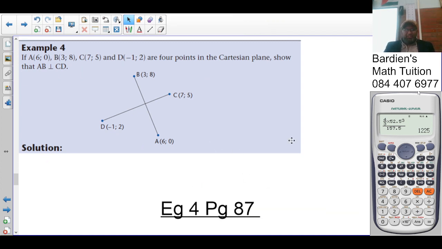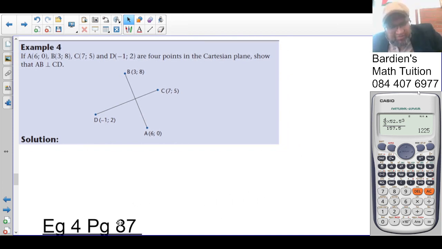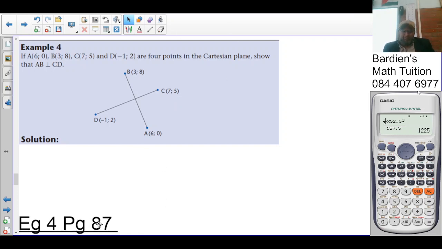Okay, so here we are told in example 4 that if A, which is (6, 0), B, which is (3, 8), C, which is (7, 5), and D, which is (-1, 2), are 4 points in the Cartesian plane. Show that AB is perpendicular to CD. So how are we going to do that?